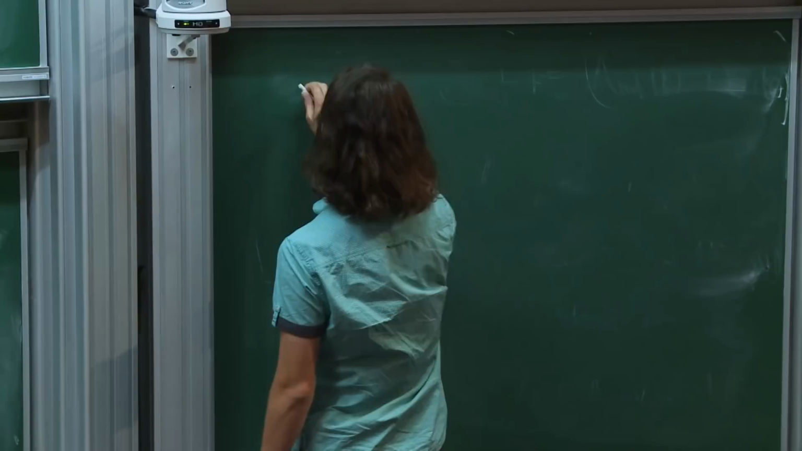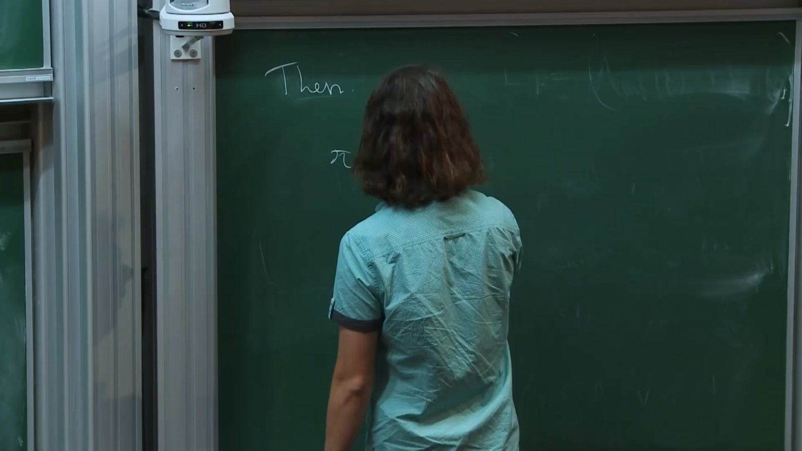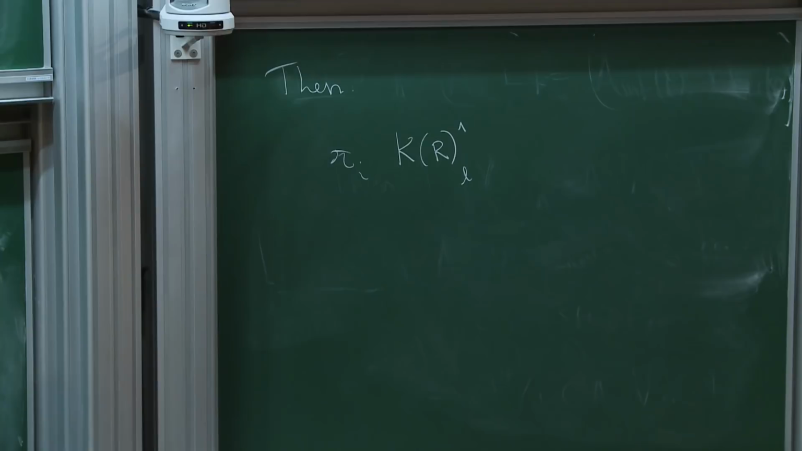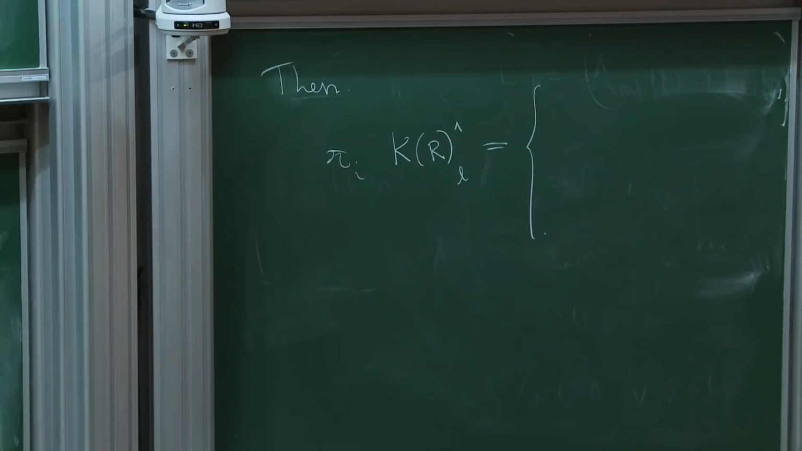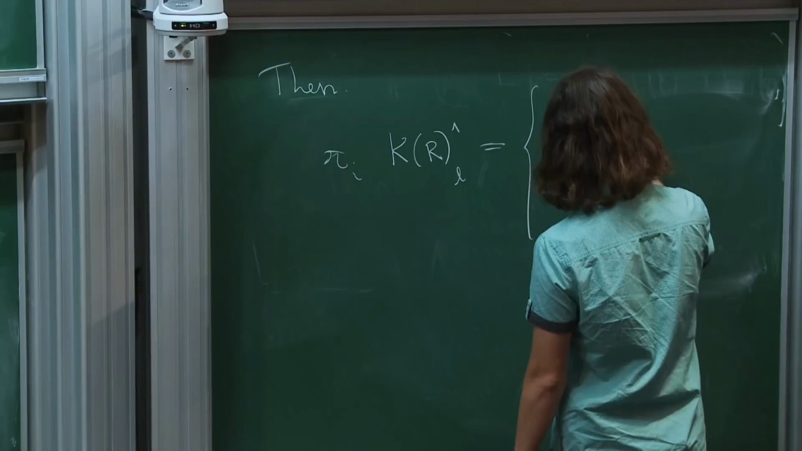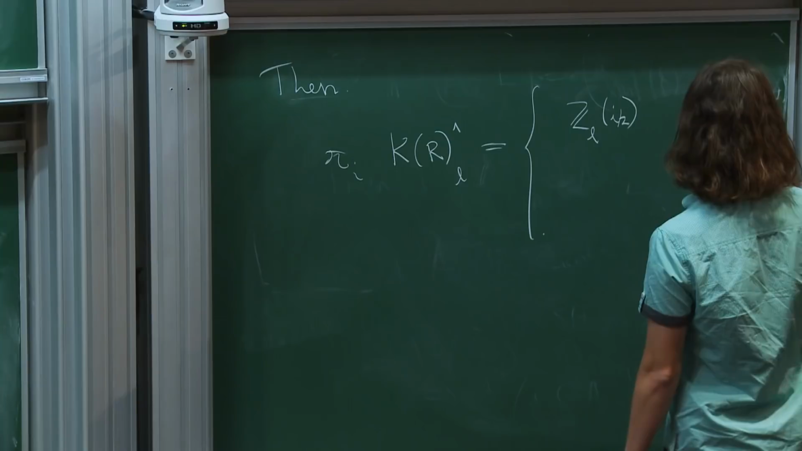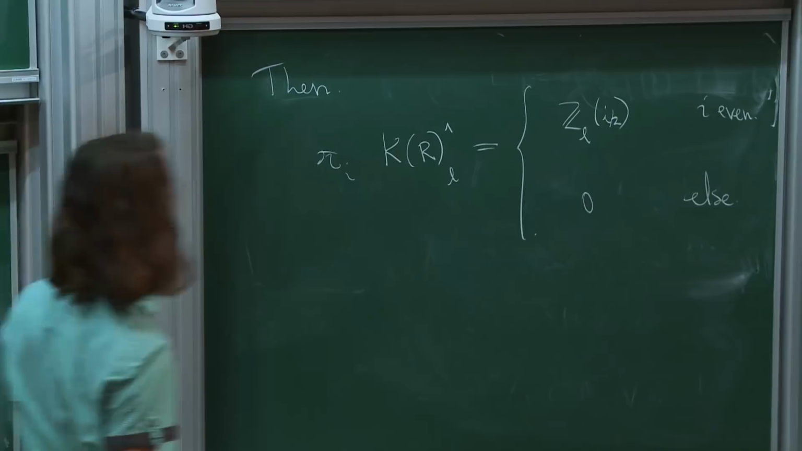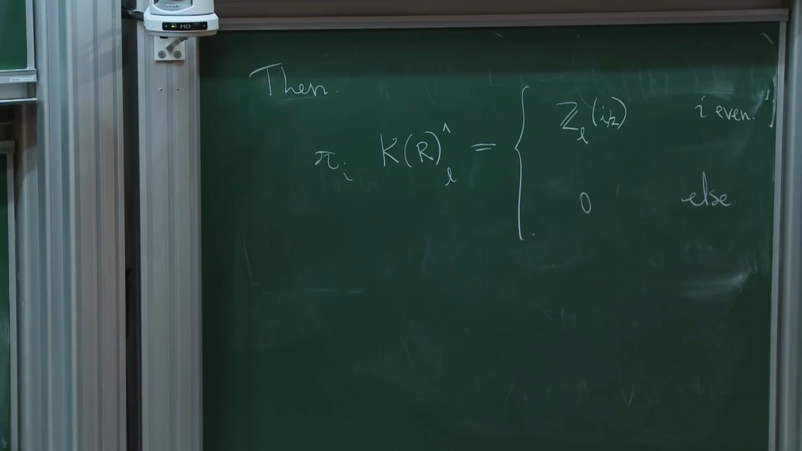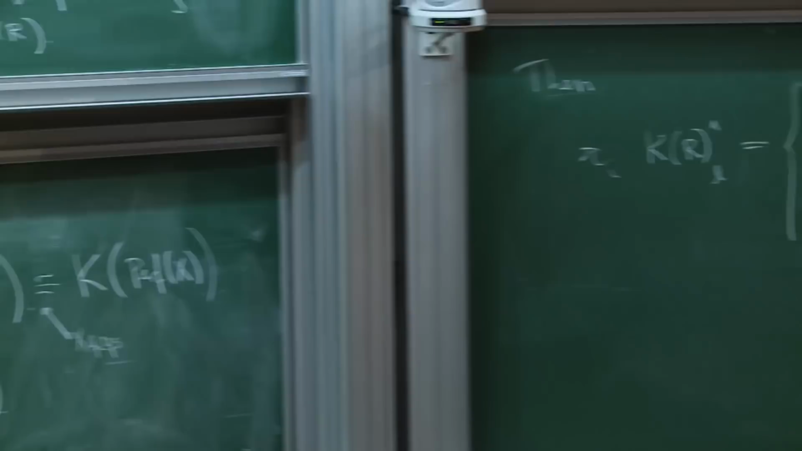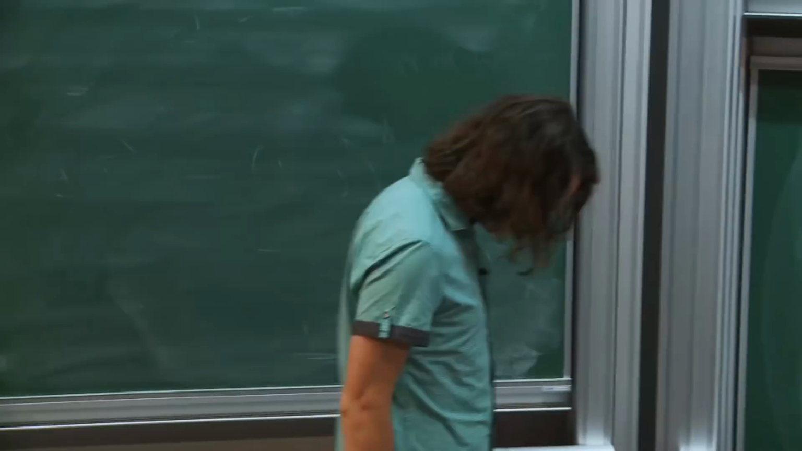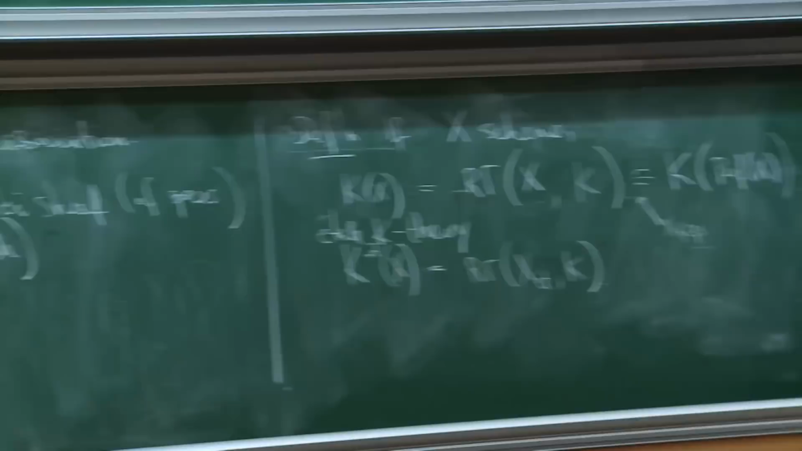Then the homotopy groups of the K-theory of R, l-adic completed, form a two-periodic thing that basically looks like the topological K-theory of the complex numbers. It is Z_l twisted by i over 2 if i is even, and 0 else. And a corollary of this: there are some finiteness assumptions on X in order to make the convergence issues we just discussed go away.